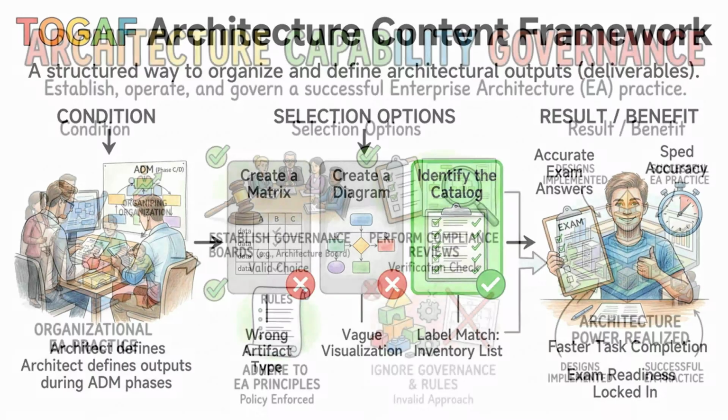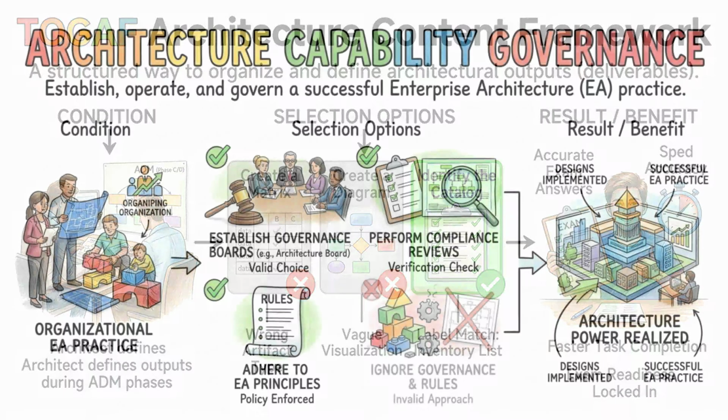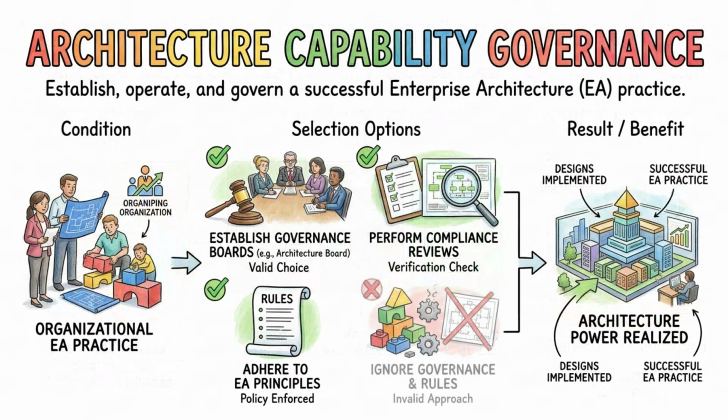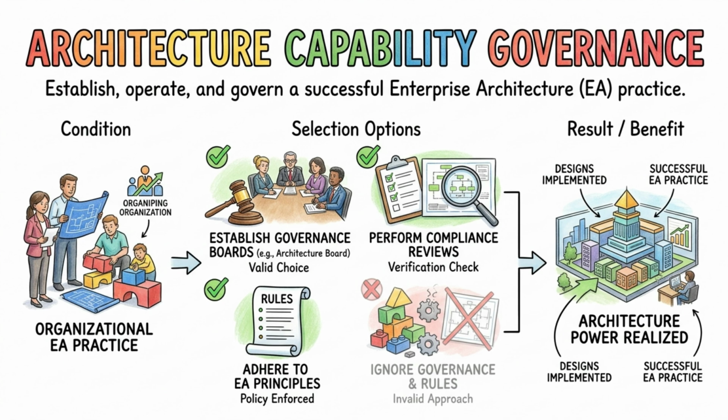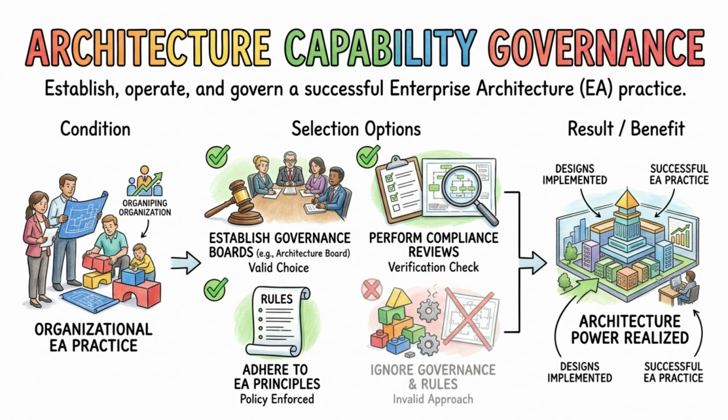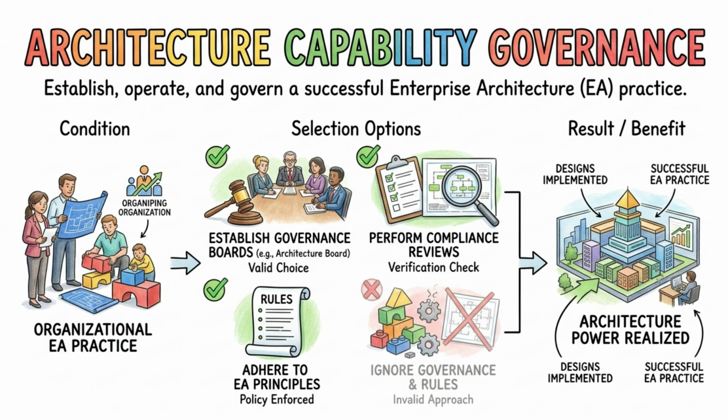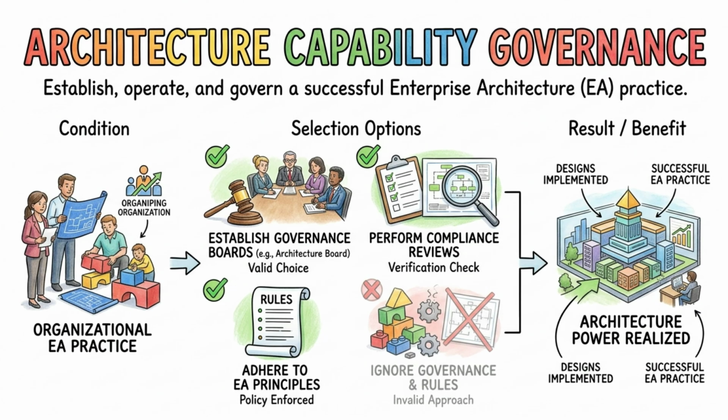Welcome to the sixth and final section of your TOGAF 10 certification course, where we explore the architecture capability framework and governance. In this lesson, you will learn how to establish, operate, and govern a successful enterprise architecture practice within any organization. Understanding governance is crucial because even the most brilliant architectural designs are useless if projects ignore them during implementation. Get ready to master the rules, boards, and compliance checks that give architecture its real power, providing the final puzzle pieces you need to conquer your exam.